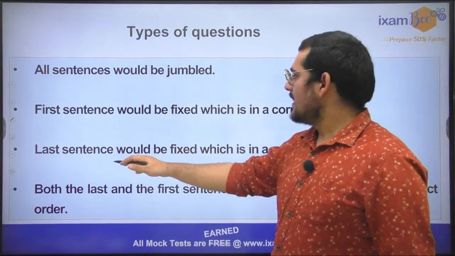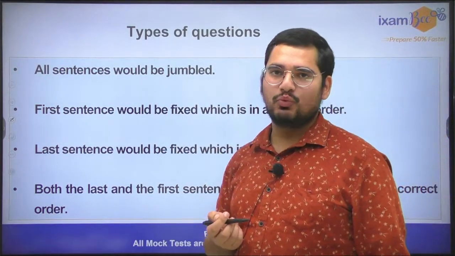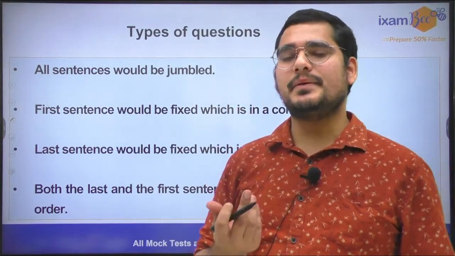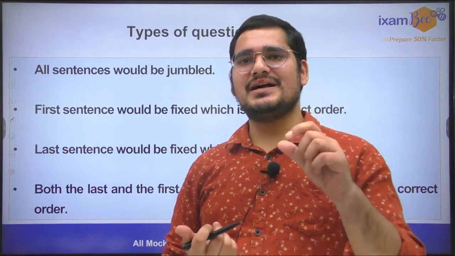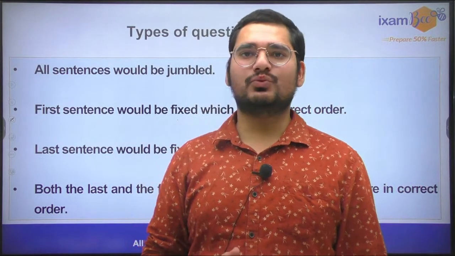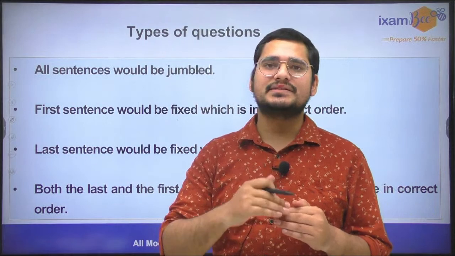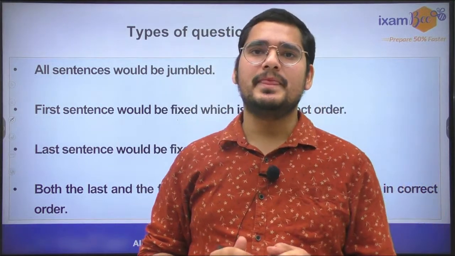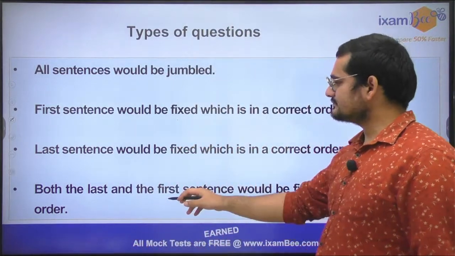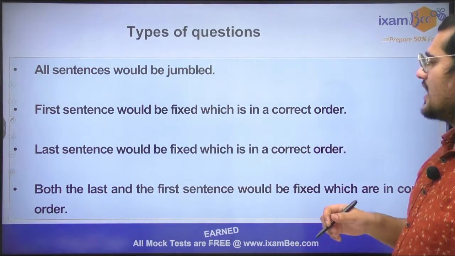Okay, then the last sentence would be fixed, which is in a correct order. So the next type of question is जहां पर आपके पास क्या होता है, जो लास्ट क्वेश्चन रहता है, लास्ट क्वेश्चन फिक्स रहेगा. जैसे पहले वाले में फर्स्ट क्वेश्चन था वो फिक्स था, वैसे ही यहाँ पर जो लास्ट सेंटेंस रहता है वो फिक्स रहेगा. और आपको क्या करना है, लास्ट सेंटेंस से पहले जितने भी सेंटेंसेस हैं, you need to find a correct pattern of those sentences. Okay, then the last type of question is both the last and first sentence would be fixed, which are in correct order.